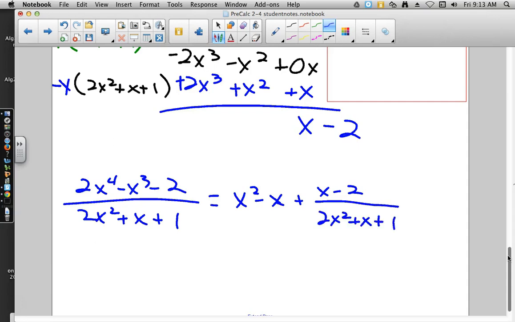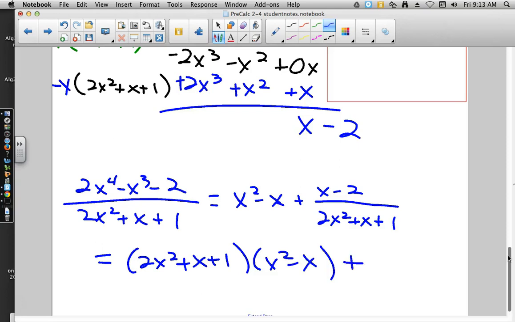But now the new piece we want to tack on is, hey, if we're going to check this, what would this look like? What pieces would we multiply back together, everybody? What do we multiply? Okay, so we're going to need a 2x squared plus x plus 1, the divisor, quotient, and what was the last important part? Add the remainder.